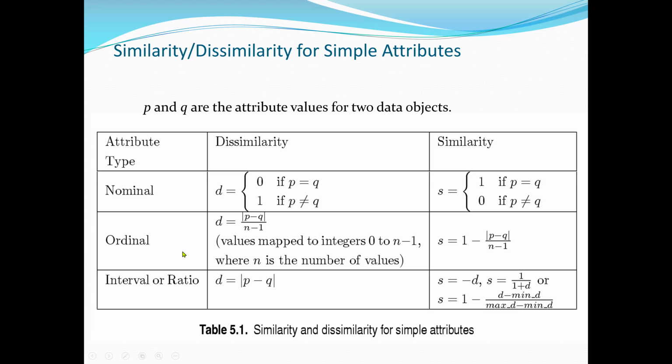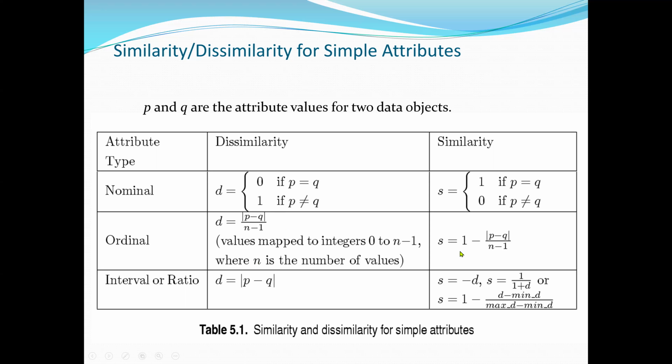With ordinal, the dissimilarity will be P minus Q over N minus 1. P and Q are our attributes. You can see from the formula that if P is the same as Q, then our answer will be 0. 0 divided by any value stays 0. So if they are similar, we will still get 0. So D equals P minus Q over N minus 1, where N is the number of values we have. We can also use the term the number of samples, but that's the number of values.